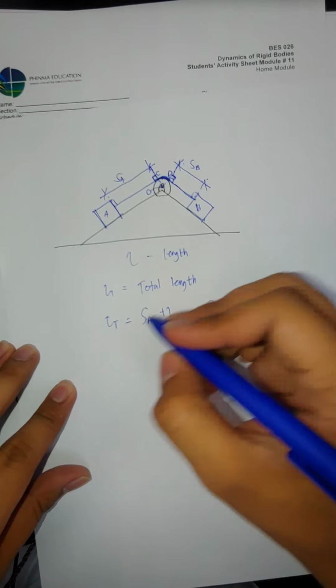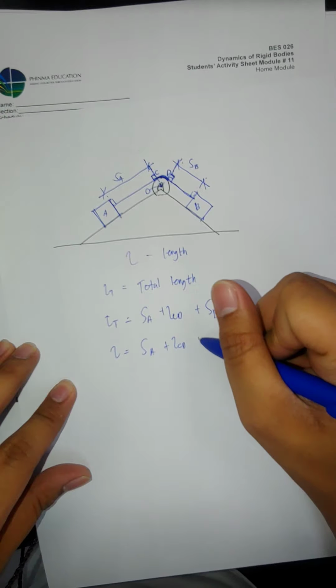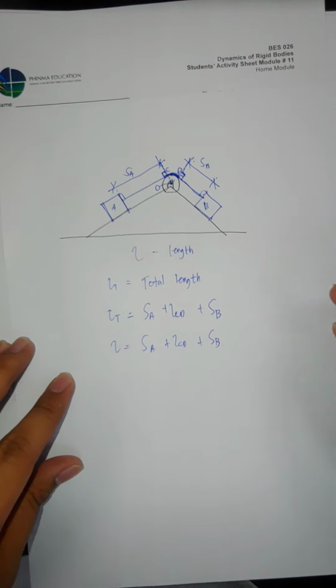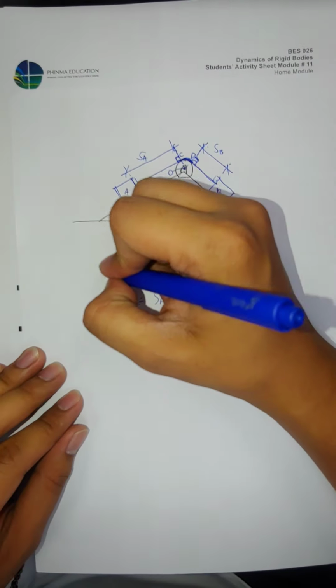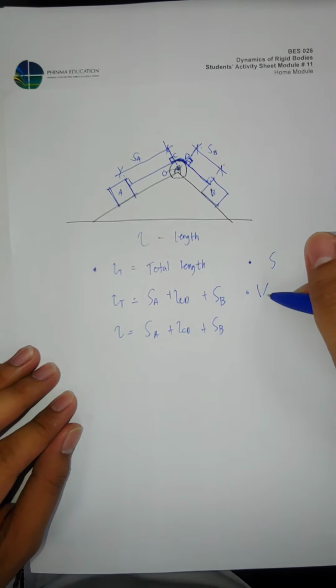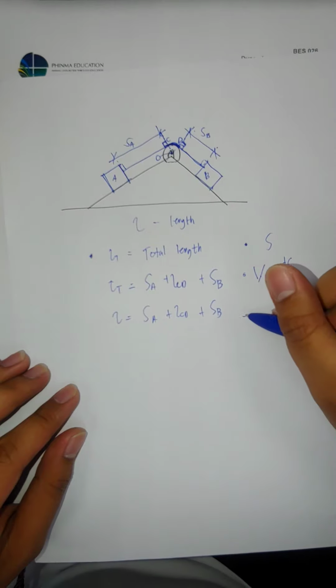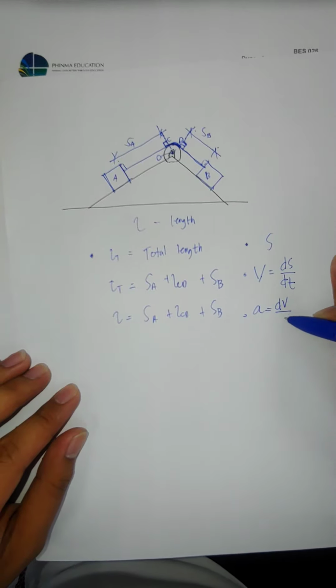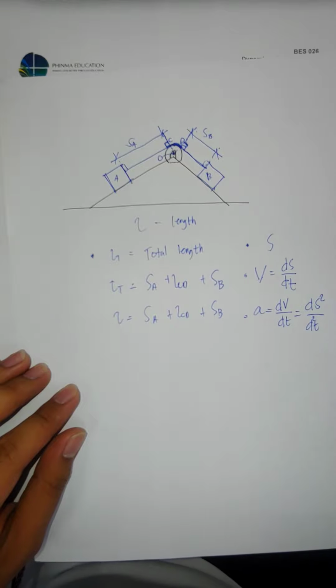Or we can just use the symbol L is equal to S sub A plus L sub CD plus S sub B. Since we are considering the position function for this equation, no, if you remember again, if we have the position, the relationship of velocity to the position is just the first derivative of the position with respect to time. And then the acceleration is just the derivative of the velocity with respect to time, or the second derivative of the position with respect to time. So mora na siya.